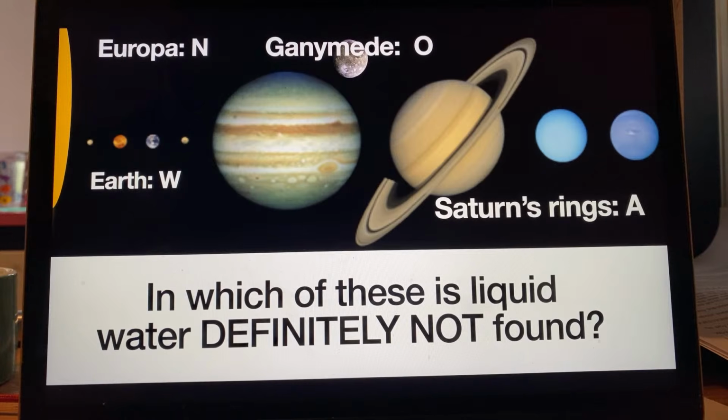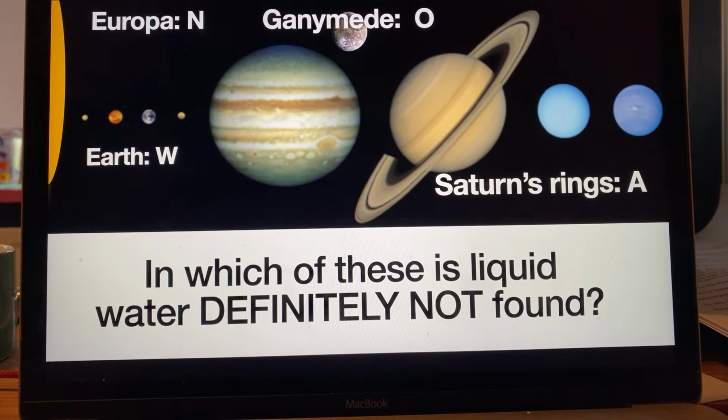Is it W for Earth? There's no liquid water on Earth. If it's N for Europa, if it's O for Ganymede, or if it's A for there's no liquid water in Saturn's rings. What's on that?